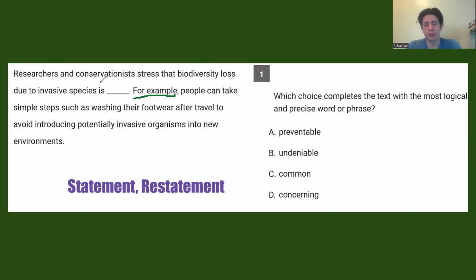And we're talking about researchers and conservationists, right? Who you would think, especially conservationists, would care about the environment. And we're saying we should prevent invasive species, right? So then if we look at the answer choices, preventable, undeniable, common, concerning, it would be preventable, A, right? Because we're saying that we want to prevent these potentially invasive organisms. Okay. So now let's go to the next question.